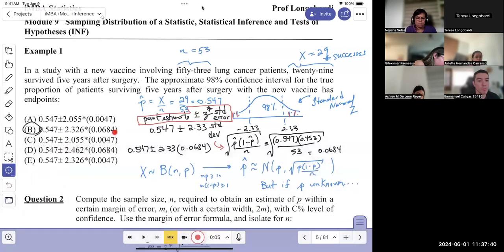But we could do it without the T table, right? The bottom row of the T table will give you 3 decimal places. It simplifies things a bit, but I need you to know where this comes from because the T table doesn't have all of them. Okay, it just has a few.